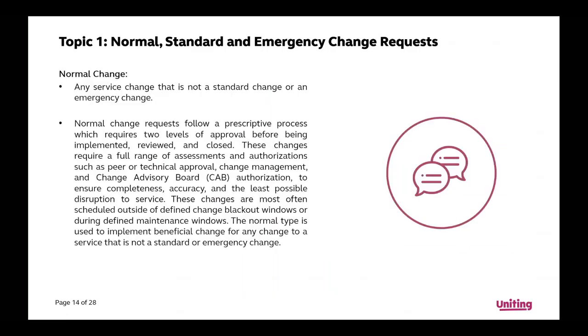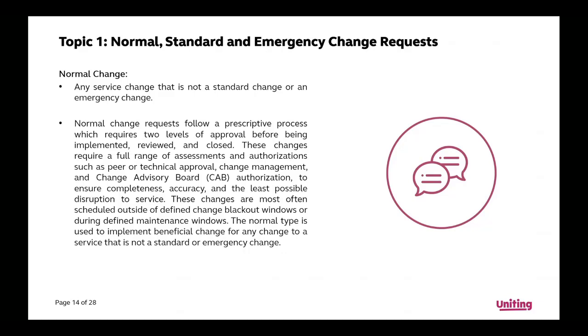And then we come to normal change. So any service request which is not a standard change, which is not coming from a template, or which is not an emergency, is generally a normal change. Now, normal change requests follow a prescriptive process, which requires 2 levels of approval. So multiple stages of approval before being implemented, reviewed, and closed.